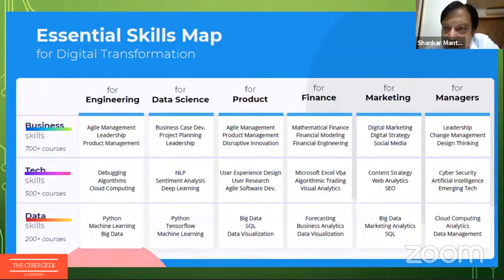For example, since you are all management students, let's look at marketing. And marketing as a vertical, I need business skills like digital marketing, digital strategy, social media. Under marketing, I also need technical skills: content strategy, web analytics, and SEO. And I also need data skills. And they will be big data, marketing analytics, and SQL. So this slide will actually tell you what kind of skills are mapped and what is the backend value addition that you must create in terms of choosing courses under MOOCs or any other platform that you have.